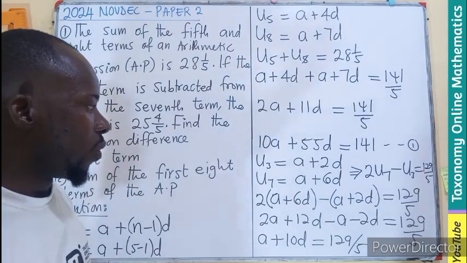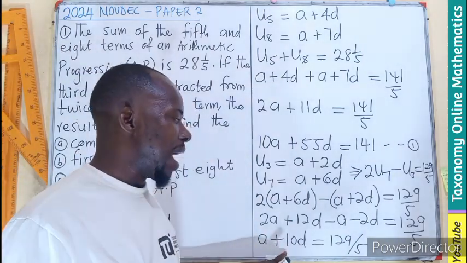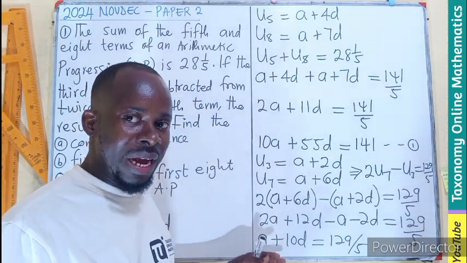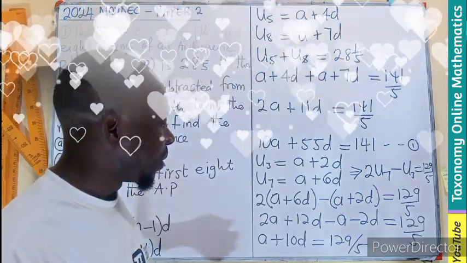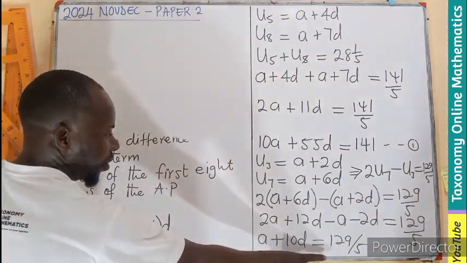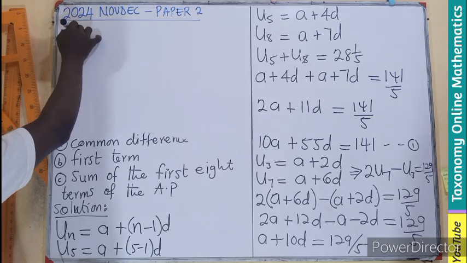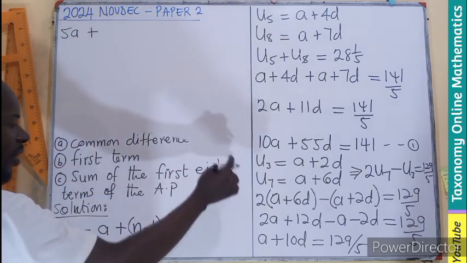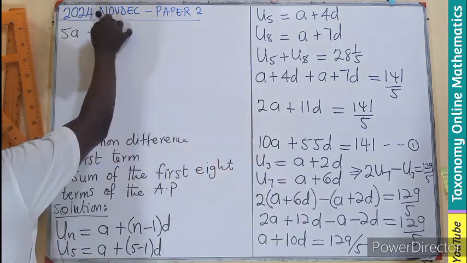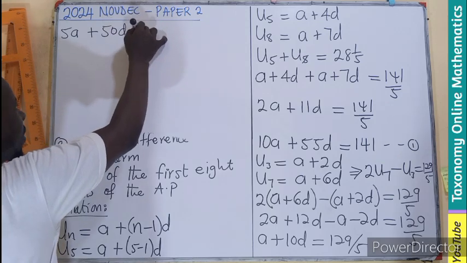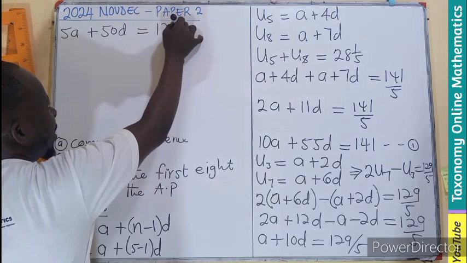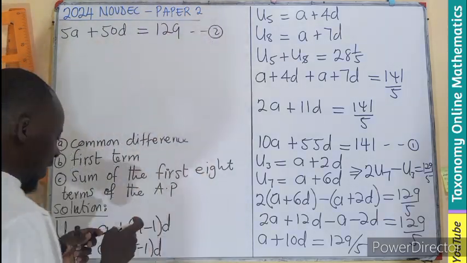When we multiply through by 5, we get our second equation. So let's multiply by the 5. 5 times A is 5A, 5 times 10D is 50D, and 129 becomes the second equation.